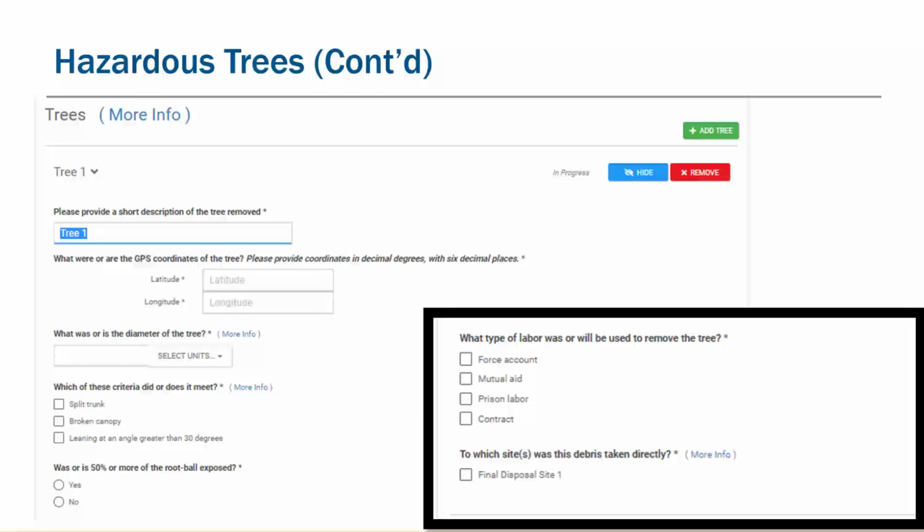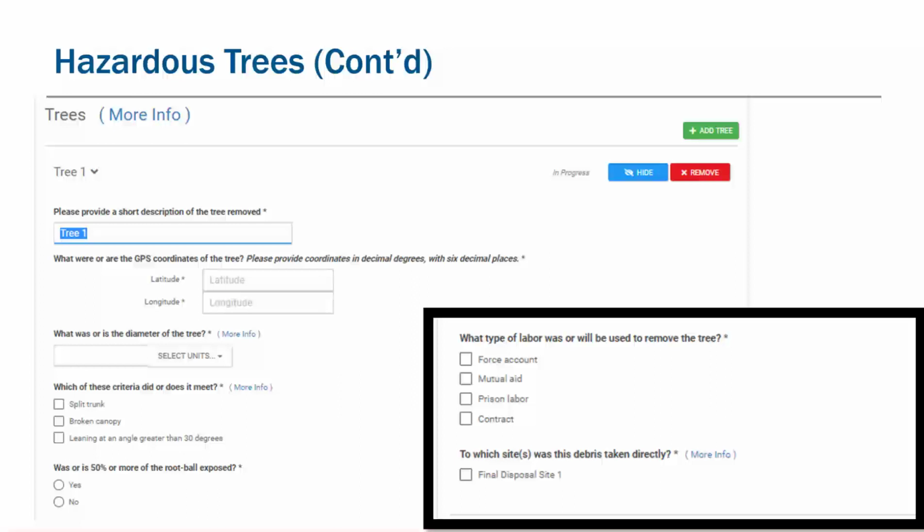So hazardous trees, you do have to have the name of them. That is a requirement. Or if you don't have the names, some sort of way of identifying each tree. So you can't just say 18 hazardous trees in that park, I had to take them all down. You're going to need tree 1, the GPS coordinate of that tree. You're going to need what is the diameter of each tree. So this would be tree 1.